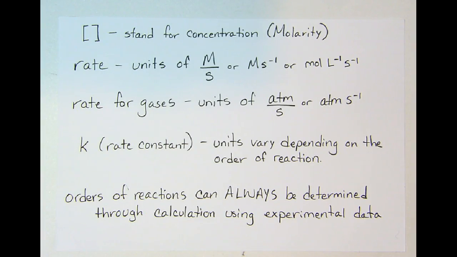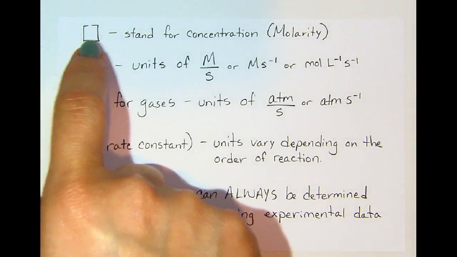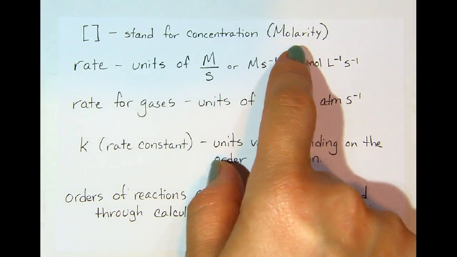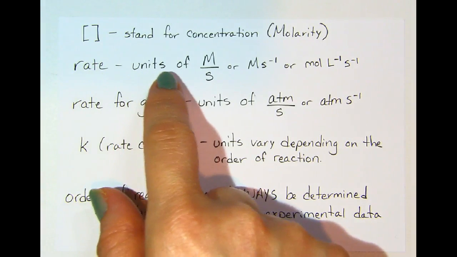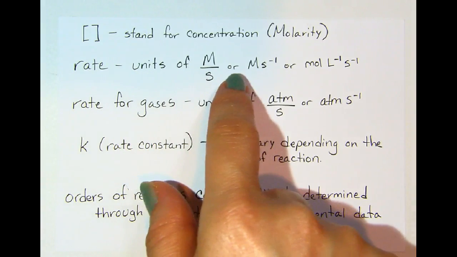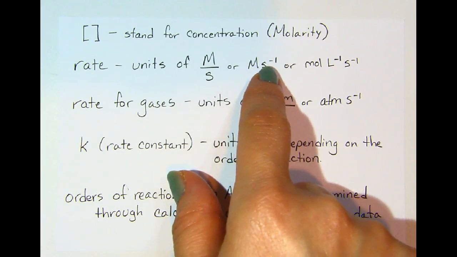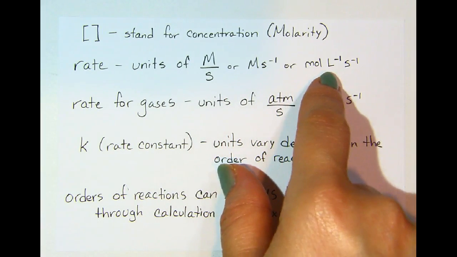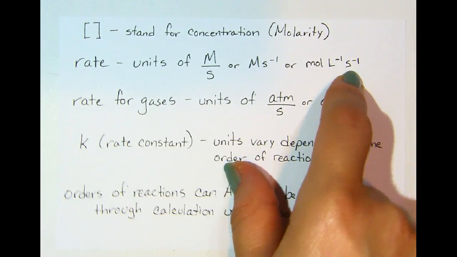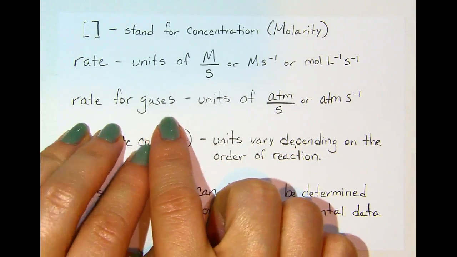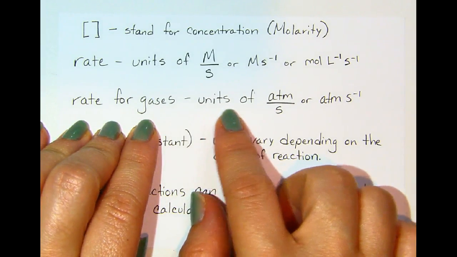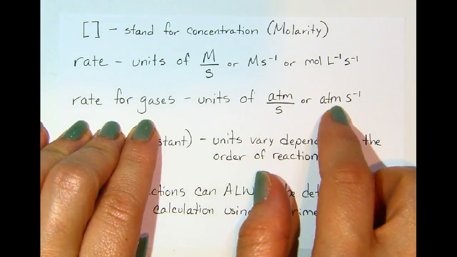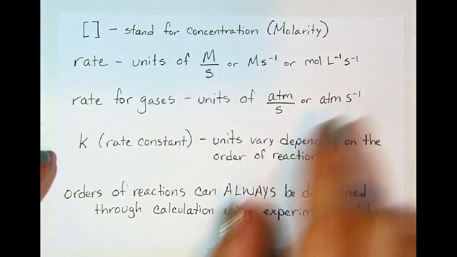So pause the video and copy down the following notes. Here's a little note card for you. Brackets are going to stand for concentration, which is always in a unit of molarity. Rate has units of molarity per second, which could be written molarity times second to the negative 1, or moles per liter to the negative 1 times seconds to the negative 1. If you are dealing with the rate for gases, then you're going to deal with pressure. And so the units are going to be atmospheres per second, or atmospheres times seconds to the negative 1.